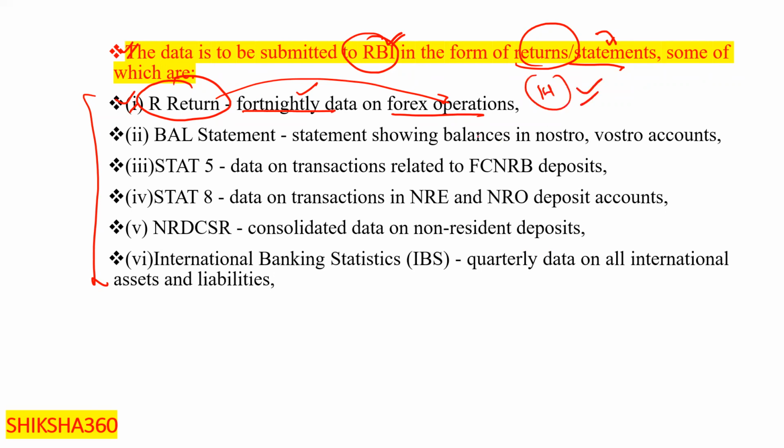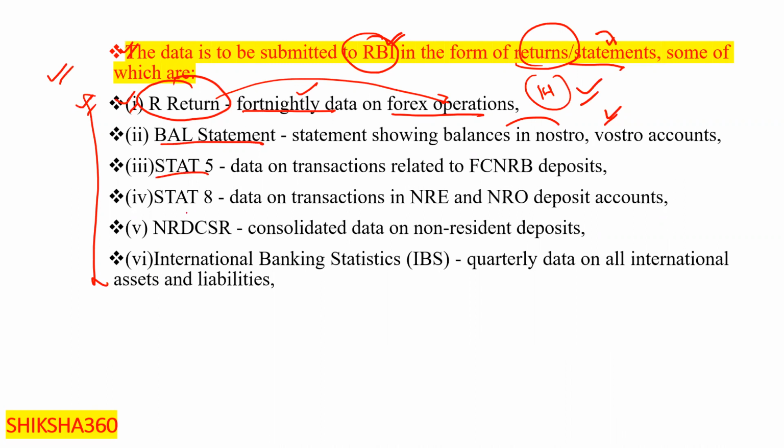Next one is the BAL statement. Balance statement is a statement showing the balance in the nostro and vostro accounts. We will provide you the circular of the RBI under which all these things have to be mentioned. Next one is Stat 5.